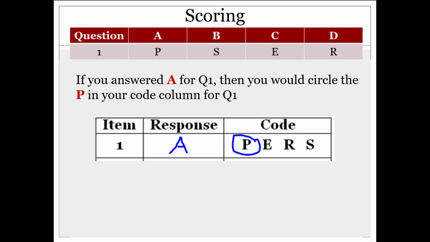If you answered B, you would write an S next to number 1 on your answer sheet. If you wrote C down as your answer, then you would write an E next to number 1 on your answer sheet. If you wrote D down as your answer to number 1, you would write an R on your answer sheet.